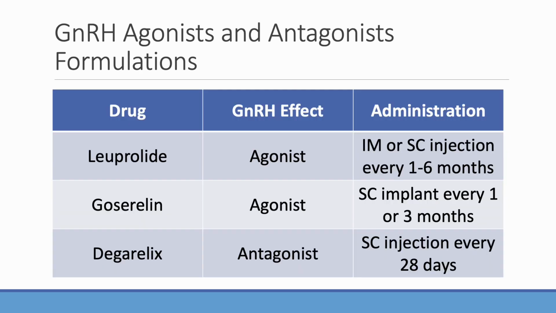The GnRH agonist and antagonist include leuprolide, which is an agonist, goserelin, which is an agonist, and then degarelix, which is an antagonist. And each of these are going to be given through an injection, with leuprolide being an intramuscular or sub-Q injection that's given every 1 to 6 months. That can depend on the dose that's given. And then goserelin, which is a sub-Q implant given every 1 or 3 months. And then degarelix, which is given every 28 days.